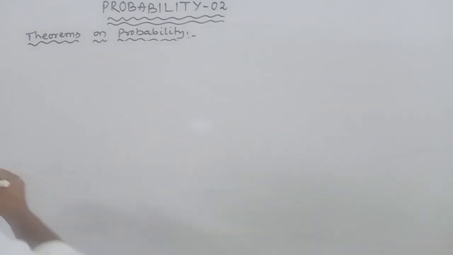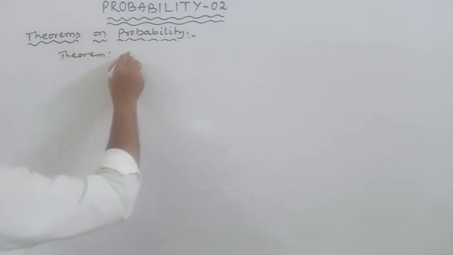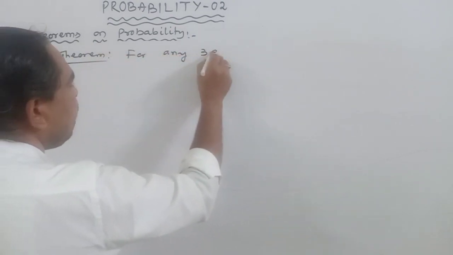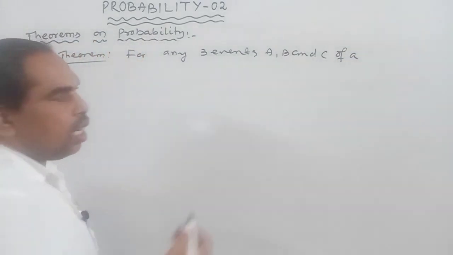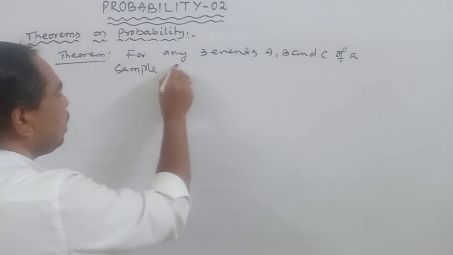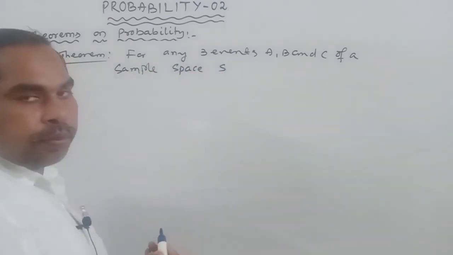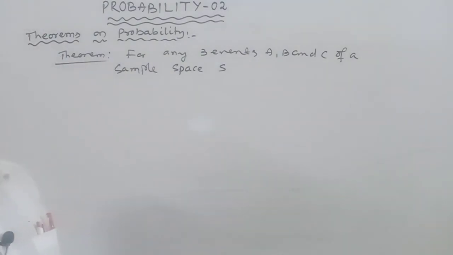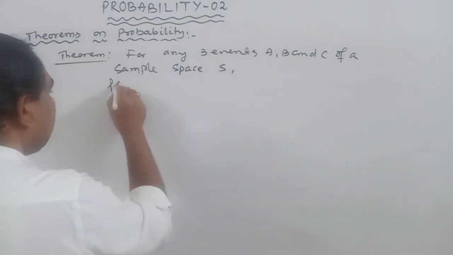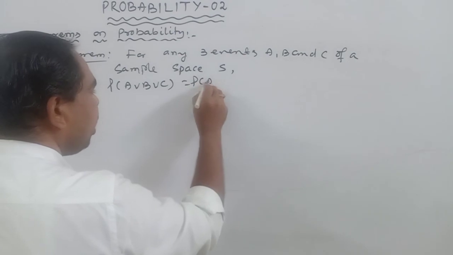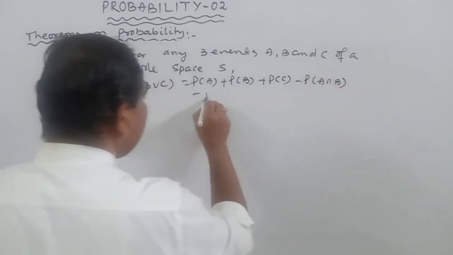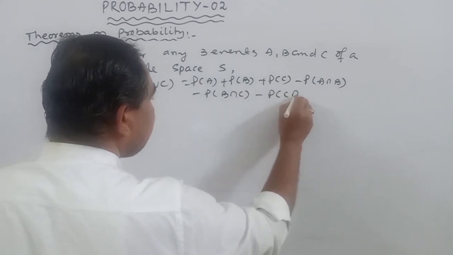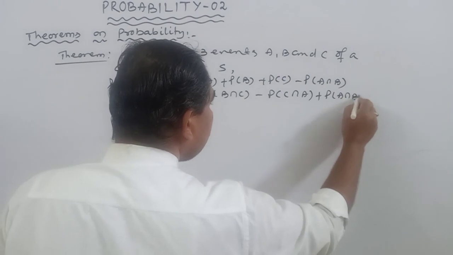Next theorem: for any three events A, B and C of a sample space S, the probability of A union B union C is equal to probability of A plus probability of B plus probability of C minus probability of A intersection B minus probability of B intersection C minus probability of C intersection A plus probability of A intersection B intersection C.